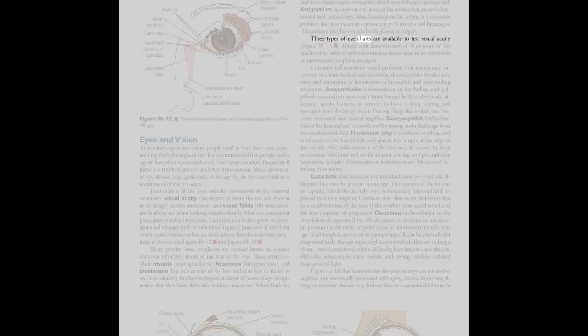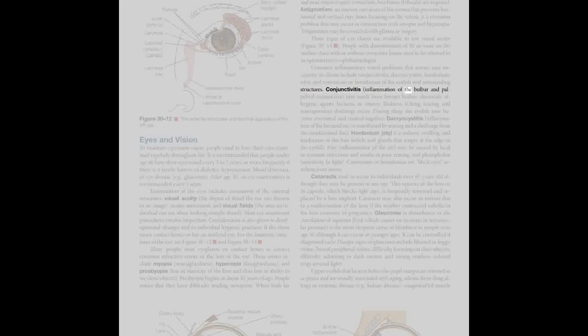Three types of eye charts are available to test visual acuity, Figure 30-14. People with denominators of 40 or more on the Snellen chart, with or without corrective lenses, need to be referred to an optometrist or ophthalmologist. Common inflammatory visual problems that nurses may encounter in clients include conjunctivitis, dacryocystitis, hordeolum, iritis, and contusions or hematomas of the eyelids and surrounding structures.